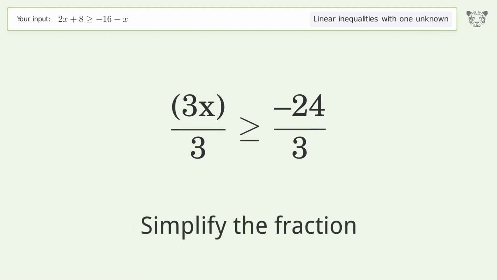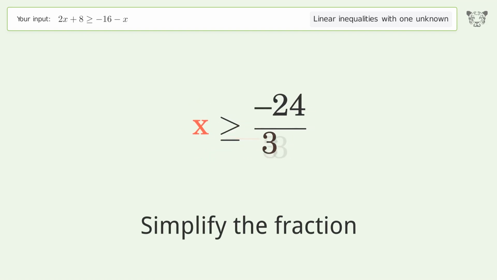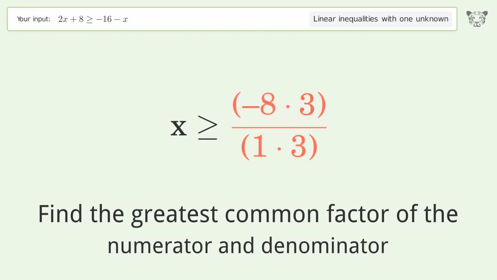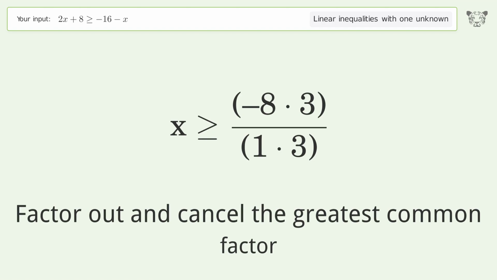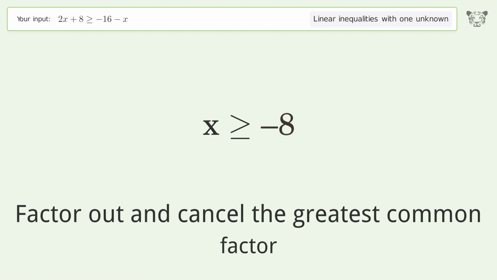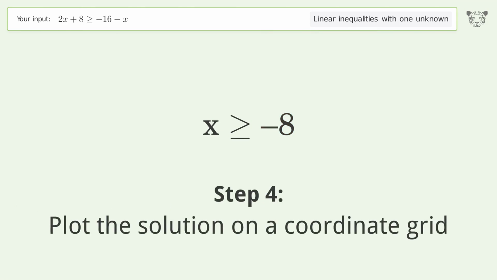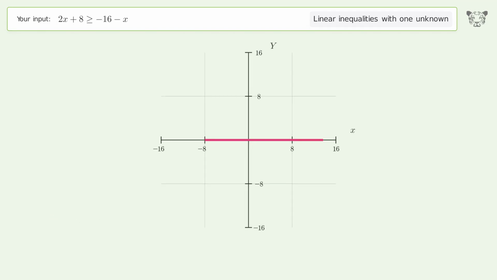Simplify the fraction. Find the greatest common factor of the numerator and denominator. Factor out and cancel the greatest common factor. Plot the solution on a coordinate grid. And so the final result is x equal or greater than -8.